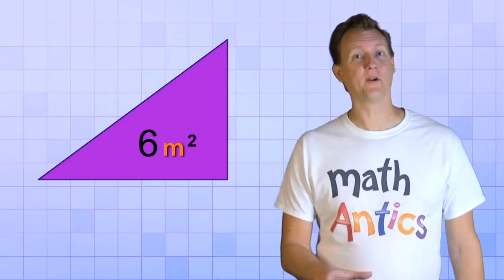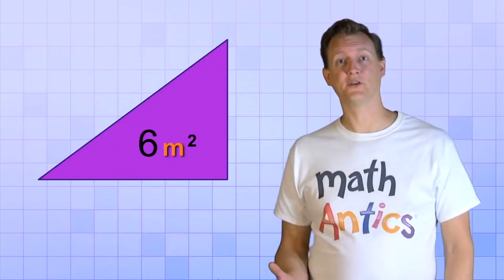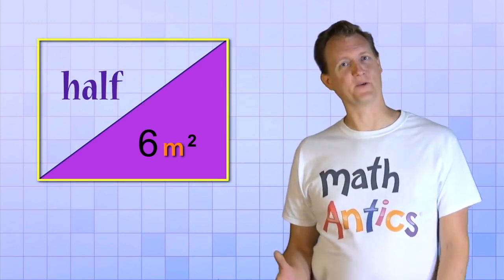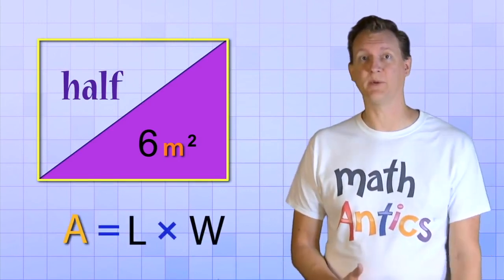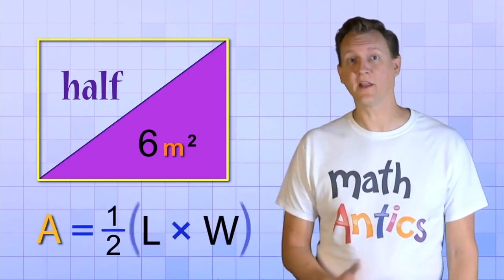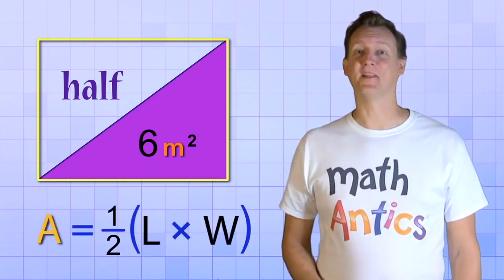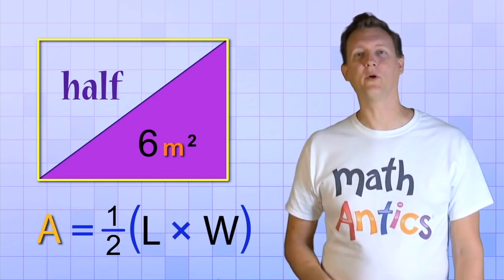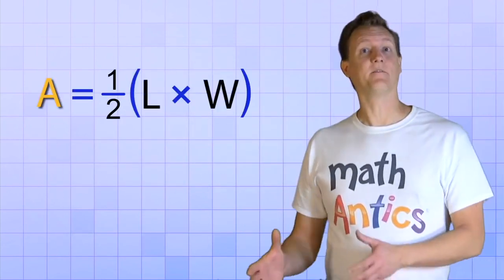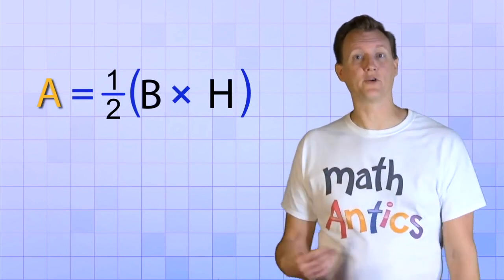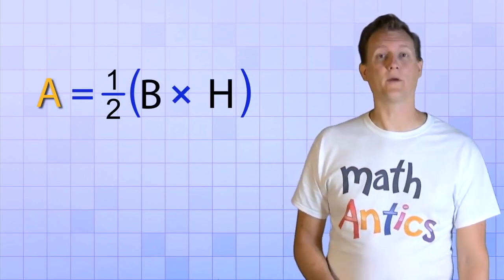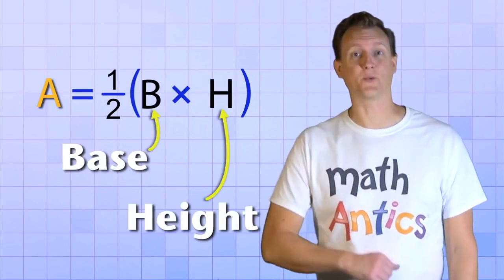Aha! So the formula for the area of a triangle should just be half of a rectangle. So does that mean that instead of area equals length times width, it should be area equals 1/2 of length times width? Yep, that's basically it, but with one important difference. Instead of L for length and W for width, we're going to use 2 different names for our triangle's dimensions. We're going to call them base and height, and here's why.